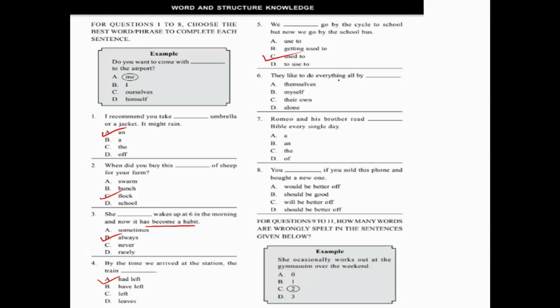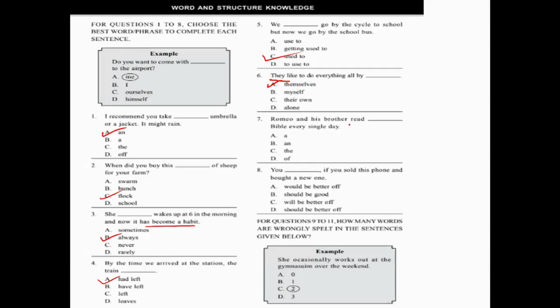Next, they like to do everything all by dash. We have they here. So what is the reflexive pronoun that you have to use for they? It is themselves, right? They like to do everything all by themselves. Whereas myself is for I, right? So the correct pronoun that we have to use over here is themselves. The first option is our correct answer.